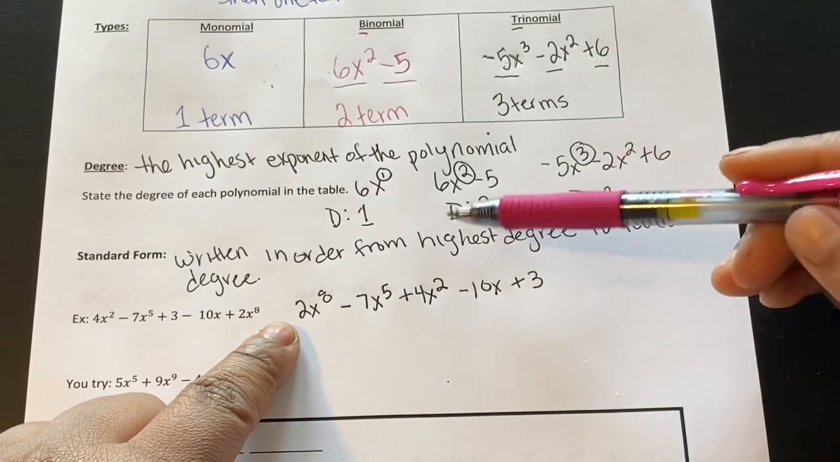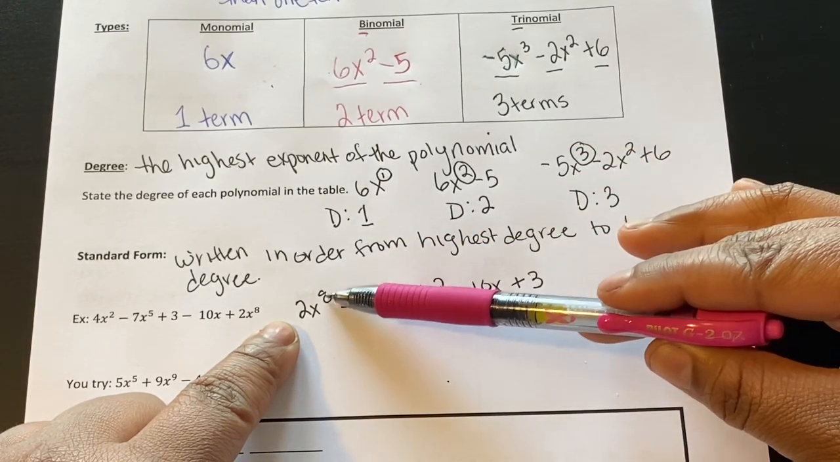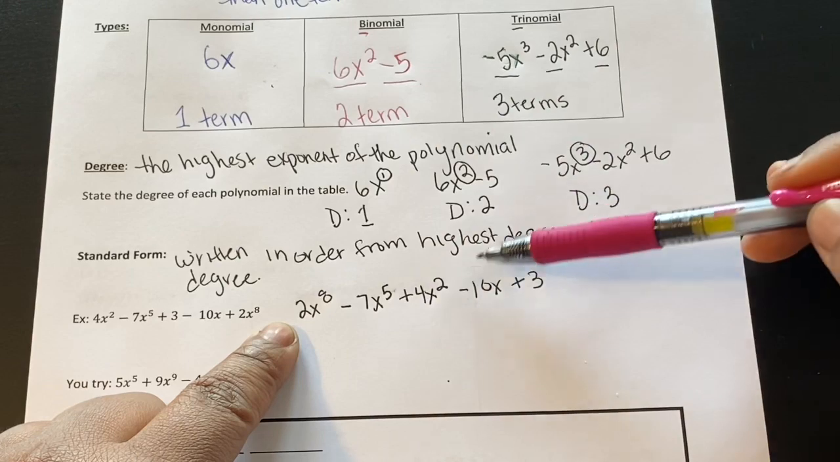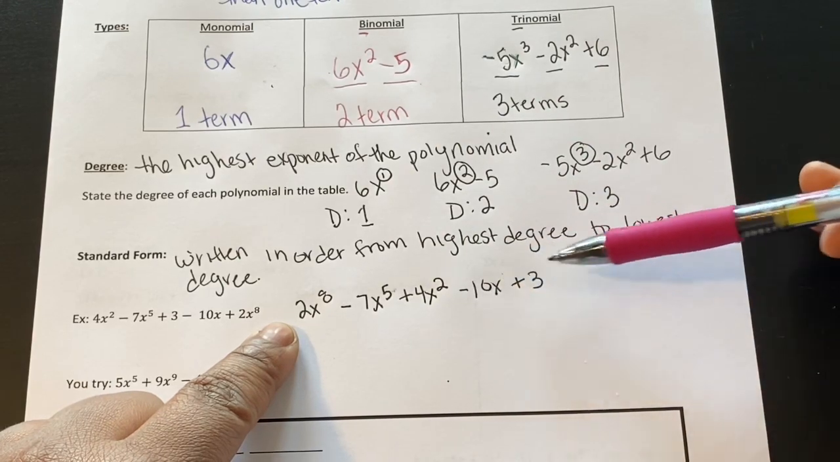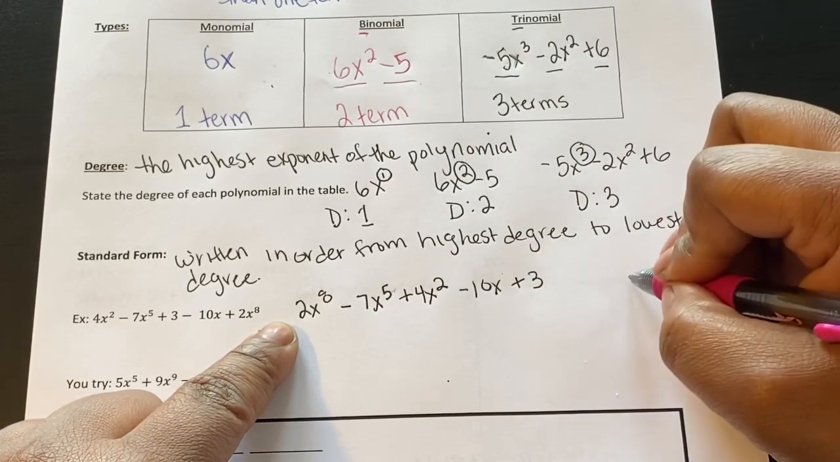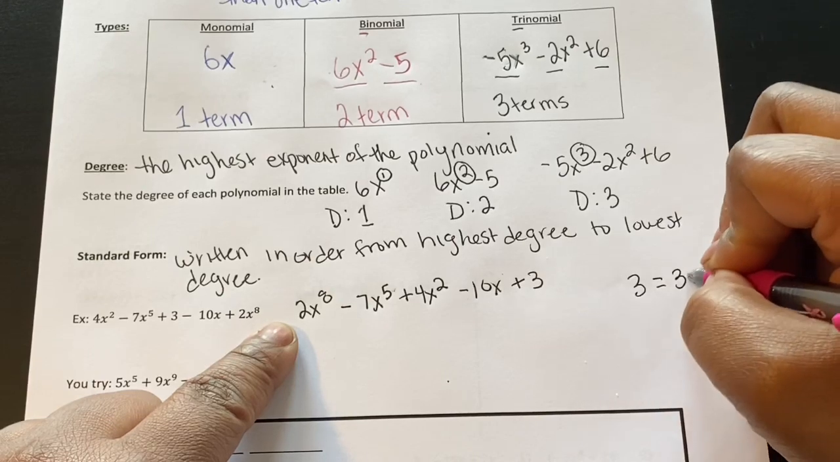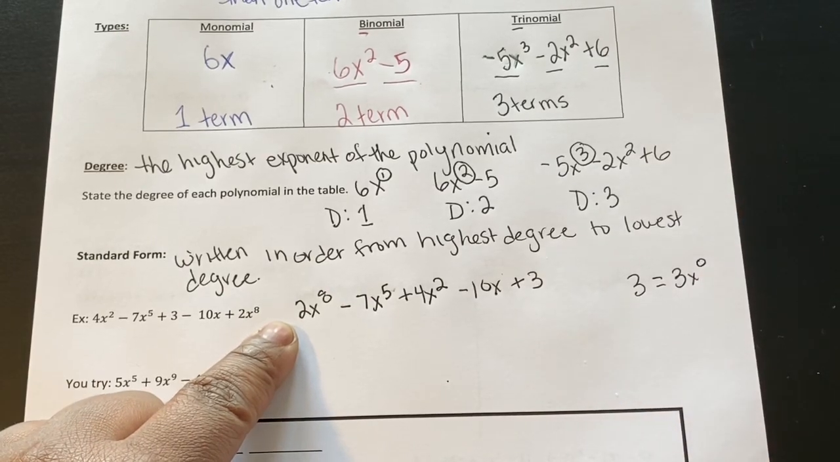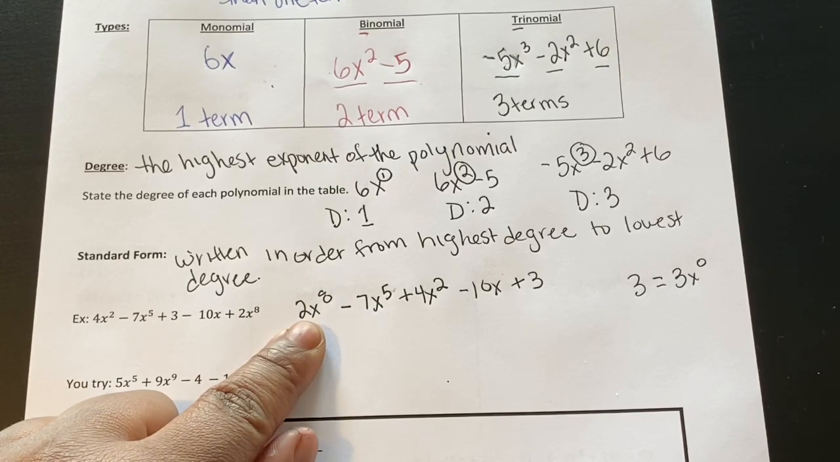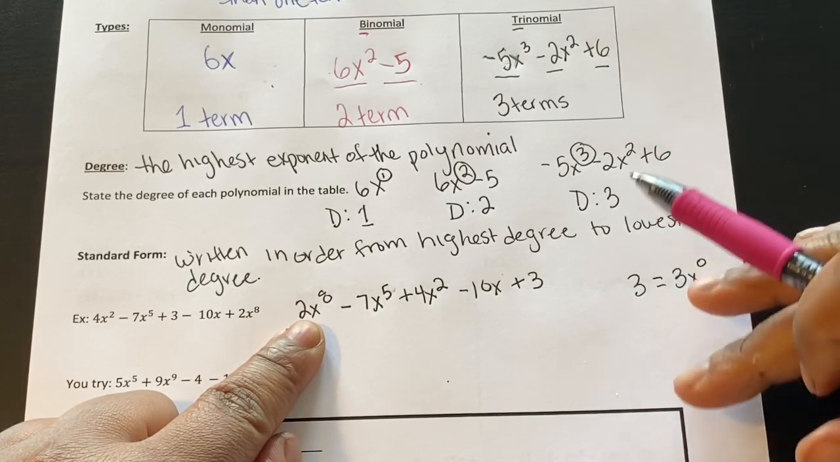And as you can see, they're written from the highest exponent 8 to the next highest exponent 5, then 2, then 1, and then technically 3 is the same as saying 3x to the 0 power. Okay. So this polynomial is written in standard form.